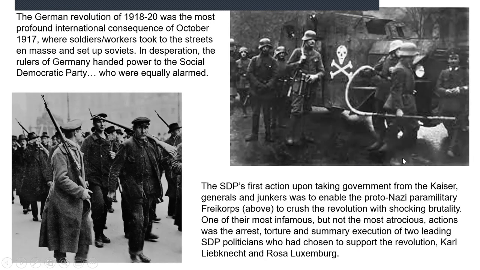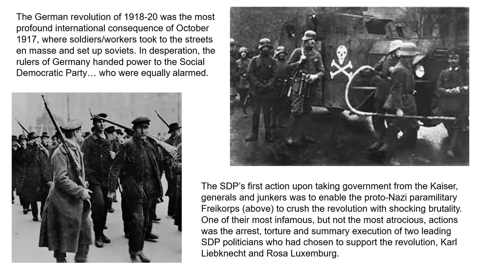Okay, next picture. Yeah, so the German Revolution of 1918 to 1920. Another problem with the German Revolution is it doesn't happen at once, it happens over several dates. So there's the general collapse of the German armed forces from about September to November 1918. That's the first revolutionary wave.